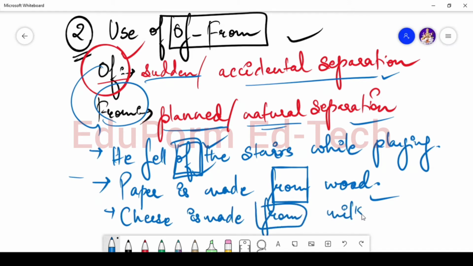Or if I say that cheese is made from milk, पता है हमें. अब कितने लोग बोल देंगे इसे cheese is made of milk. No, cheese is made from milk. इसे हम naturally separate करते हैं, इसको हम plan करके करते हैं कि नहीं आज तो भाई पनीर खाने का मन हो रहा, चलो आज बैठ के चीज़ निकालते हैं from milk.